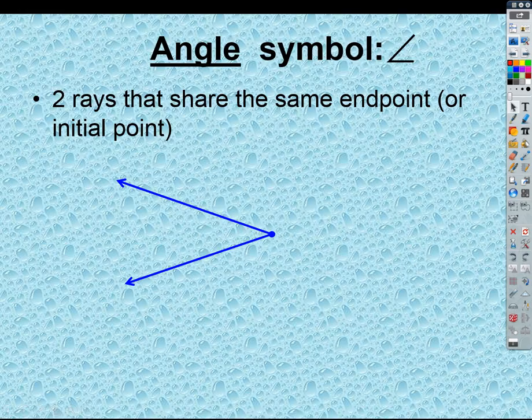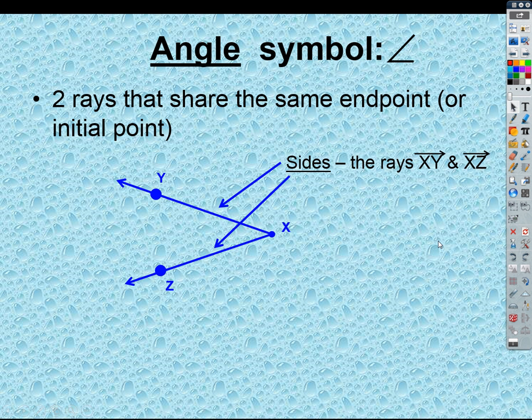Name one of the rays for me. Brady, what's one of those two rays? How would you say it? Ray XY. Good. So we got ray XY. What's the other ray? Ray XZ. They both start at X. One of them goes through Y. One of them goes through Z. Notice they have a common initial point X.